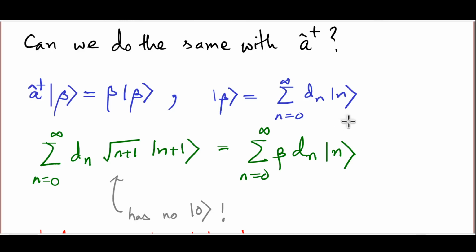Whatever that lowest value of n is on this side, if you apply A dagger on this, you are going to get a state whose expansion will have a lowest eigenvalue of n which is 1 more. And therefore, there will always be a mismatch between the two sides. The lowest eigenvalue which is present in ket beta must of course be present in beta ket beta, but it will not be present in A dagger ket beta. In other words, it's impossible to maintain this equation.